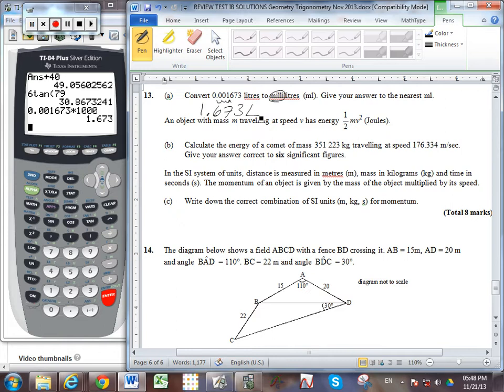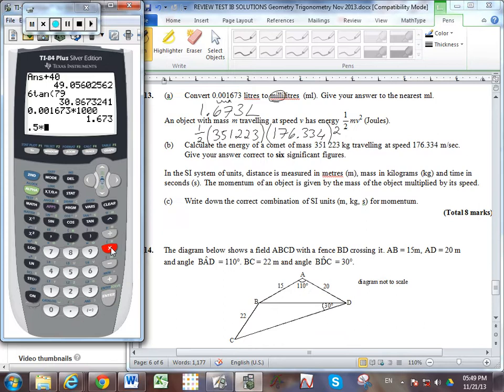Alright, an object with mass m is traveling at a speed v, which has energy 1/2 mv squared. Alright, there's some physics stuff for you, but they've given you the formula. So energy equals 1/2 mv squared. Let's find the energy of a comet with this mass traveling at that speed. So I think the energy is just a matter of substituting, isn't it? 1/2, our mass is 351,223, and our v, the speed, 176.334. The v is supposed to be squared.